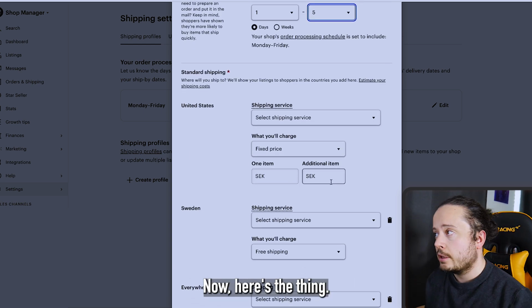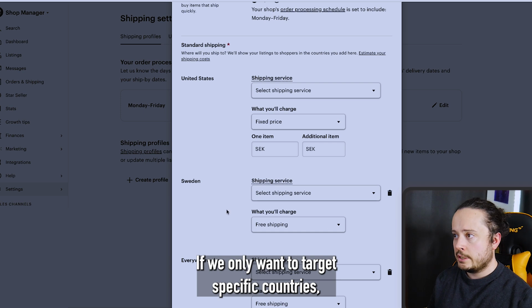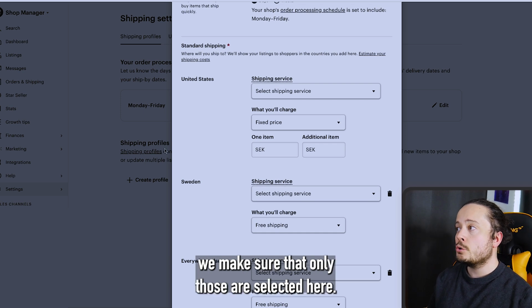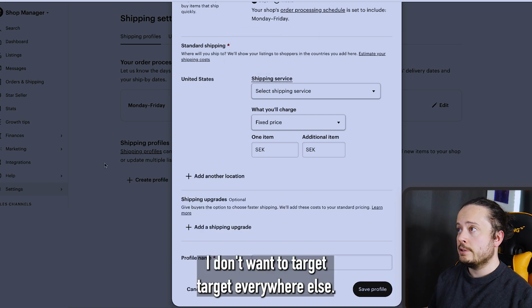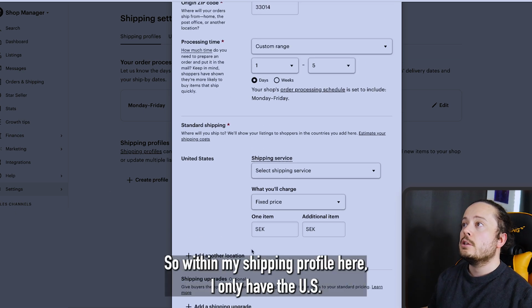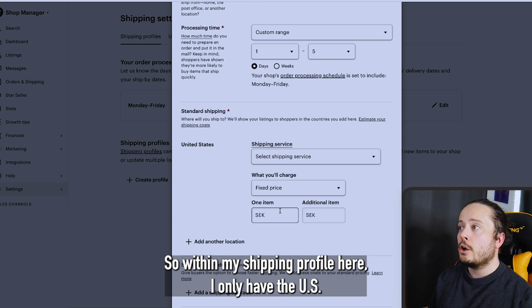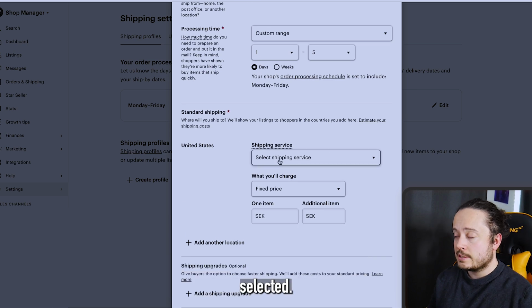Now, here's the thing. If we only want to target specific countries, we make sure that only those are selected here. So I don't want to target Sweden. I don't want to target everywhere else. I only want to target the US. So within my shipping profile here, I only have the US selected.